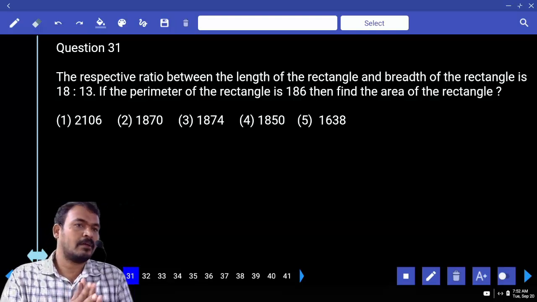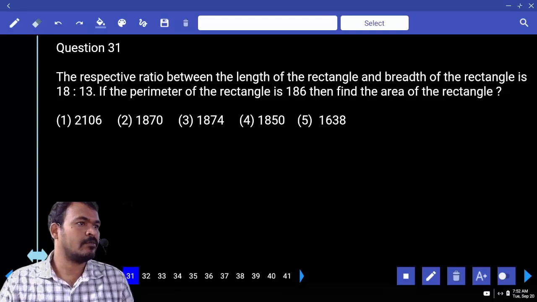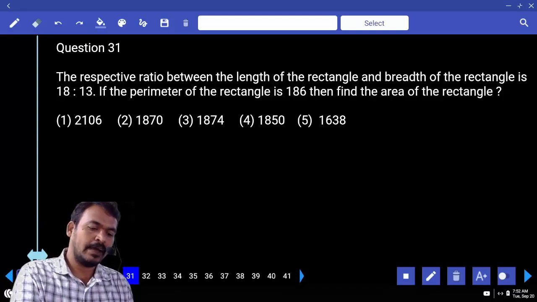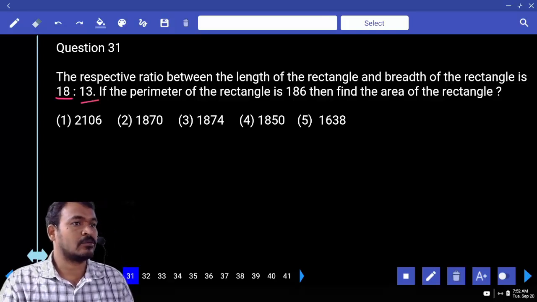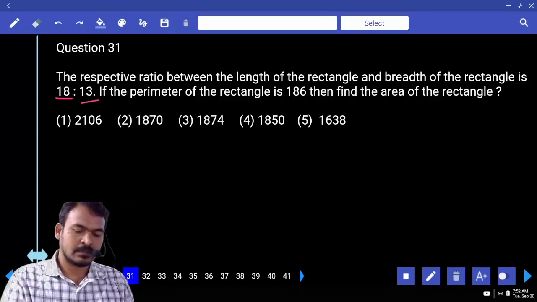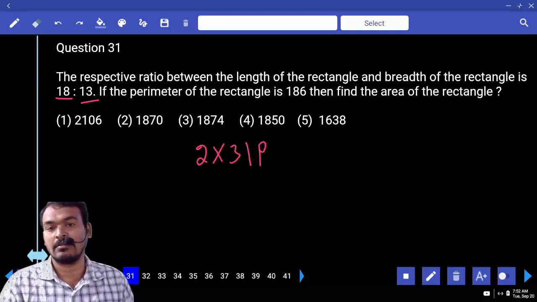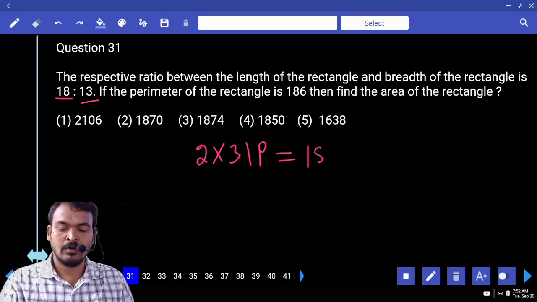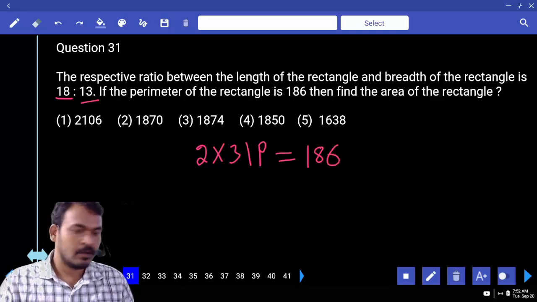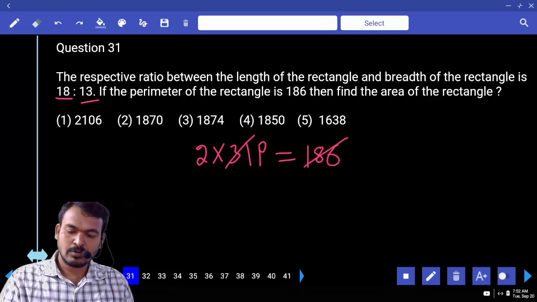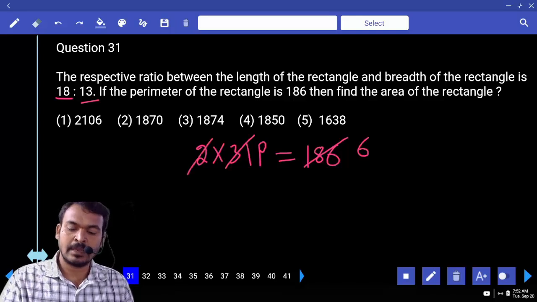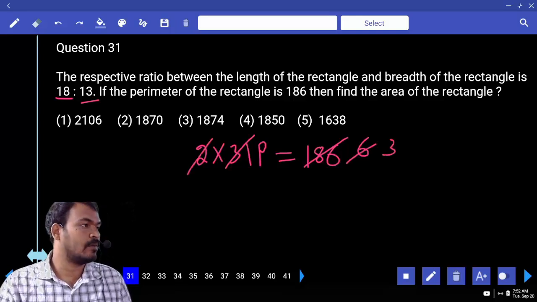What is the perimeter of a rectangle? 2 of (L plus B). What is the L value? 18 parts. B value, 13 parts. Total 31 parts. 2 of (L plus B) means we take 2 into 31 parts. That is equal to how much value? 186. Okay. 31 is 6 times, sir. 2 again 3 times, sir. What is the 1 part value?